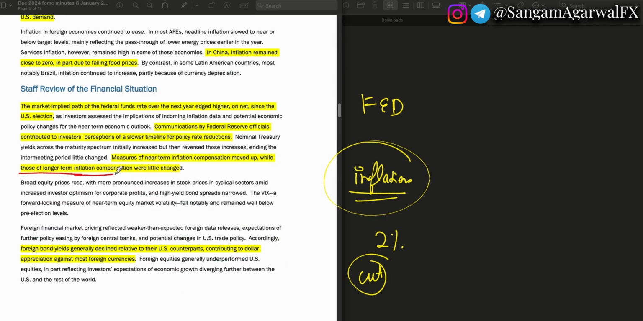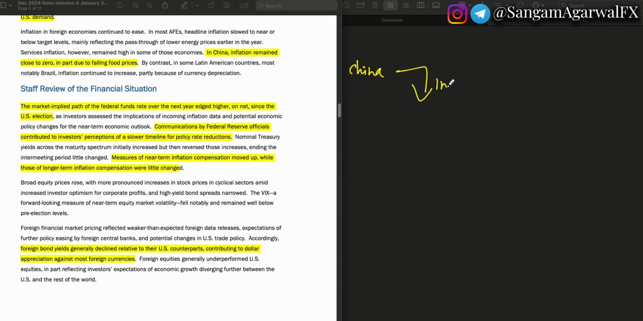Long term inflation compensation was little changed. They're talking about China because the opposite is happening. China yields are falling because their inflation is falling. USA yields are flying because their inflation is flying. So both countries, two big players, have inflation going in totally different directions. That's why their yields are going in different directions.